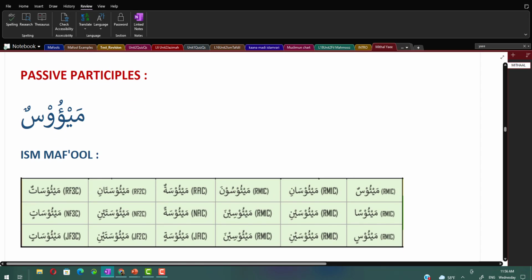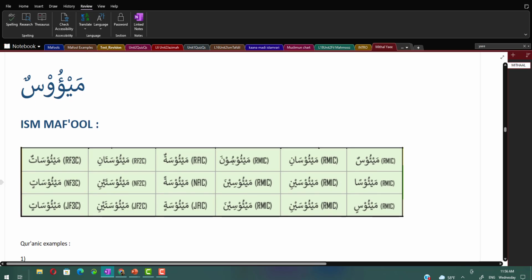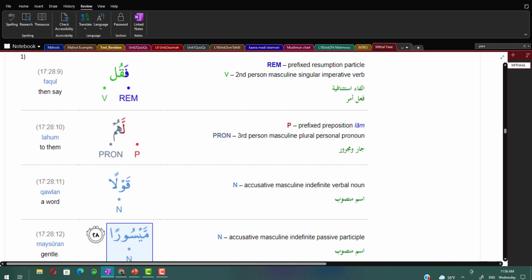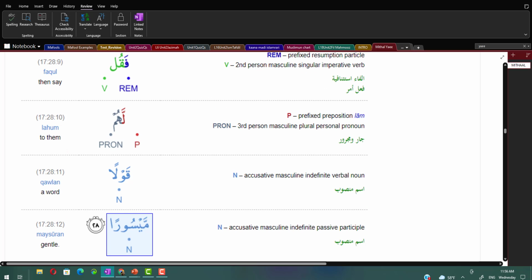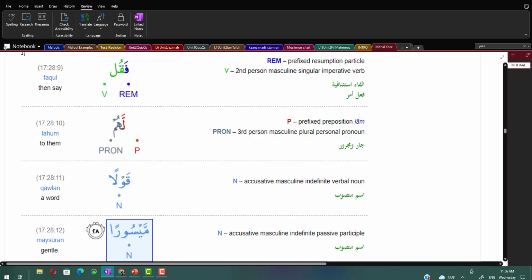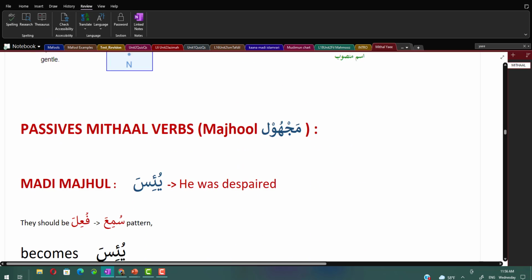And the passive participle like mafa'ulun becomes may'usun. Okay, so may'usun, may'usani, may'usuna. May'usan or may'isin is may'usaini, may'usina. May'usatun, may'usatani, may'usatun. May'usatan or may'usatin becomes may'usataini, may'usatin. And the Quranic example for that is فَقُلْ لَهُمْ قَوْلًا مَيْسُورًا. From ya, sin, ra, it becomes maysura. Then say to them a gentle word.